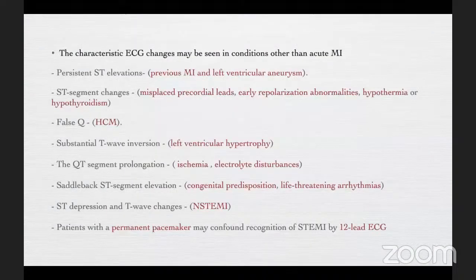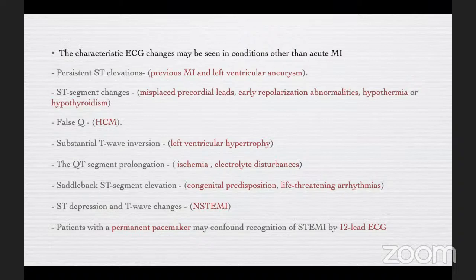Okay. The characteristic ECG changes may be seen in conditions other than MI. For example, a patient with previous MI and left ventricular aneurysm may have persistent ST elevation, resulting in dyskinetic wall motion rather than acute myocardial injury. ST segment changes might also be the result of misplaced precordial leads, early repolarization abnormalities, hypothermia, or hypothyroidism. False Q waves may be seen in septal leads in hypertrophic cardiomyopathy, and they may also result from cardiac rotation. Substantial T wave inversion may be seen in left ventricular hypertrophy with secondary repolarization changes.